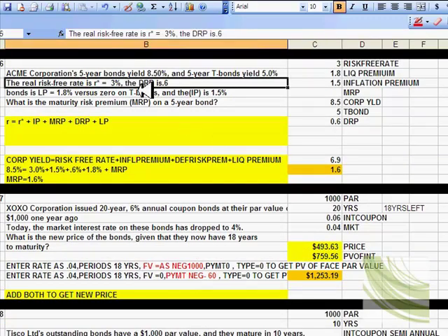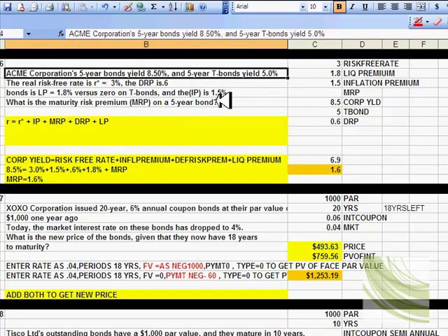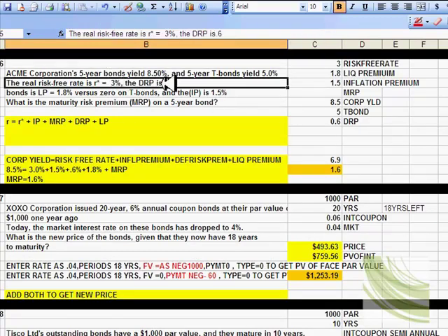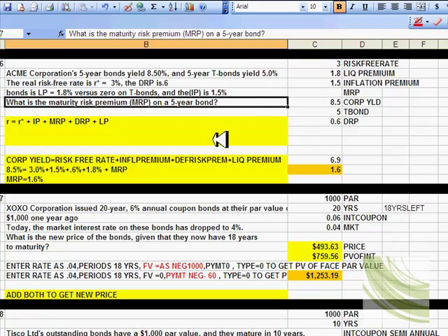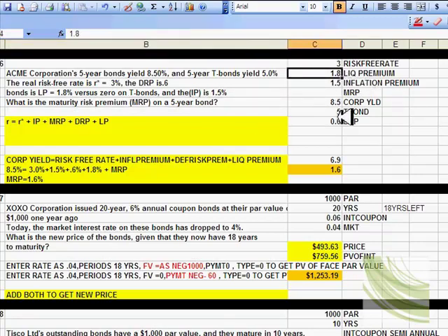Acme Corporation has 5-year bond yields of 8.5%, 5-year T-bonds yield 5%, the risk-free rate is 3, the default risk premium is 0.6, the LP is 1.8 versus 0 on T-bonds, and the inflation premium is 1.5%. So they're asking to solve for the maturity risk premium. You can enter all your numbers: 3 is the risk-free rate, 1.8 is the liquidity premium, 1.5 is the inflation premium, and you're solving for MRP here. That is what you're solving for.